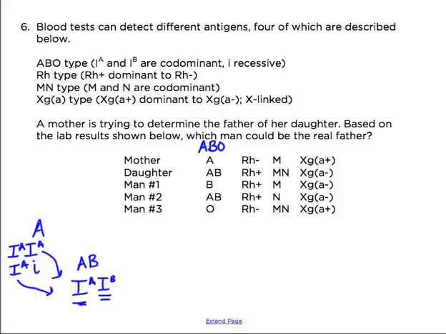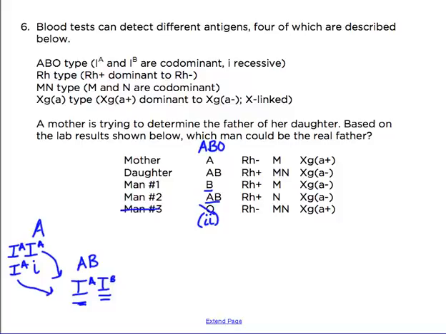So man number 1 has a B blood type, which means he could definitely pass on the big IB allele. Man number 2 has an AB blood type, which means he also has a big IB allele that he can hand off to his daughter. Man number 3, however, is blood type O, which means he's little i, and therefore doesn't have this big IB allele to give to his daughter. Therefore, man number 3 cannot be the father due to the ABO blood type, so we'll cross him out.